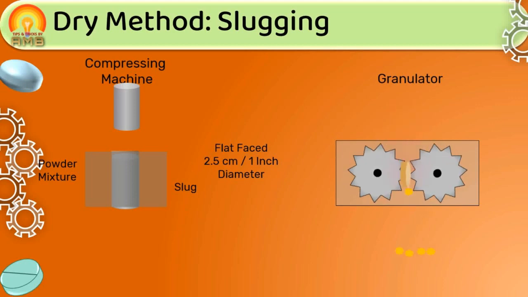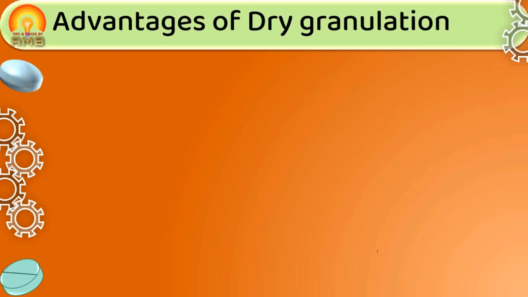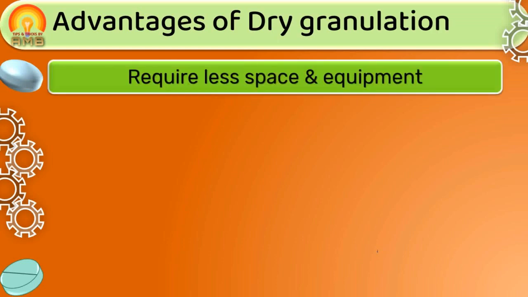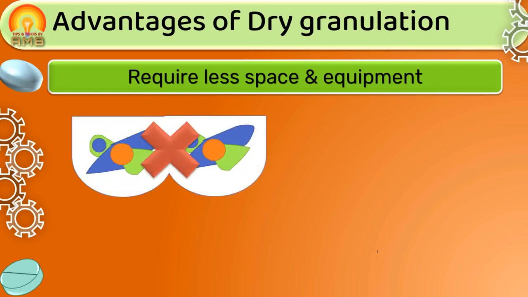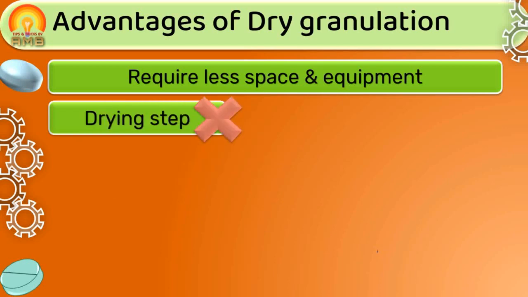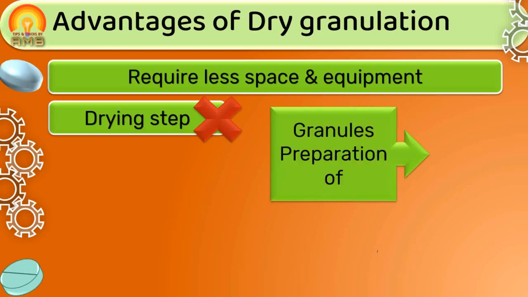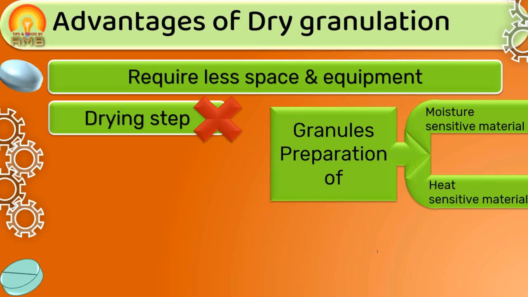Now let's discuss advantages of the dry granulation process. First advantage is this process involves less equipment and less space. As binder solution is not required, heavy machines for mixing of powder with binder solution can be eliminated. This process also eliminates the time consuming and costly step of drying the granules. Another advantage is this process can be used for preparation of granules of moisture sensitive and heat sensitive medicaments.